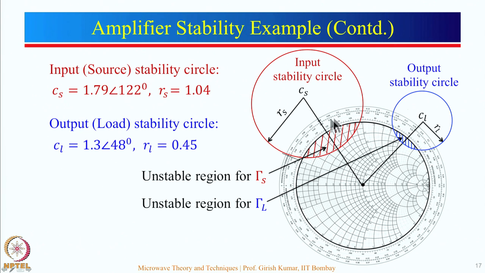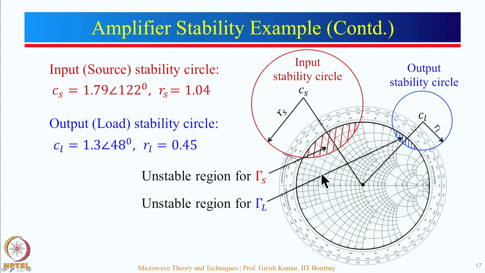So, you need to avoid this particular region over here. So, do not choose the value of gamma S in this particular region, do not choose the value of gamma L in this particular region here. So, if you choose the values of gamma S and gamma L in this particular region, then amplifier will become unstable. However, when we want to design oscillator, we have to choose the values of gamma S in this particular region and for gamma L in this particular region. So, just to introduce the concept of the oscillator.